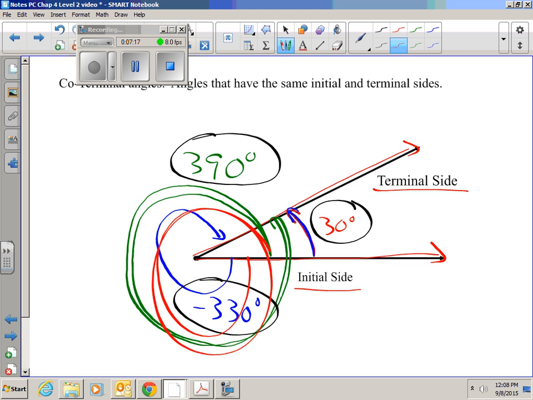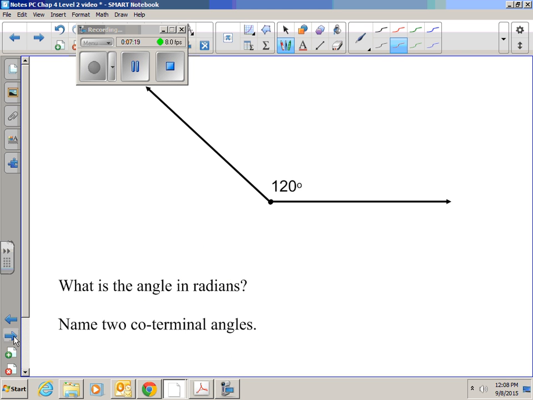Alright? Why don't you guys look at this angle right now? I want you to convert it to radians, and then I want you to write two other coterminal angles.